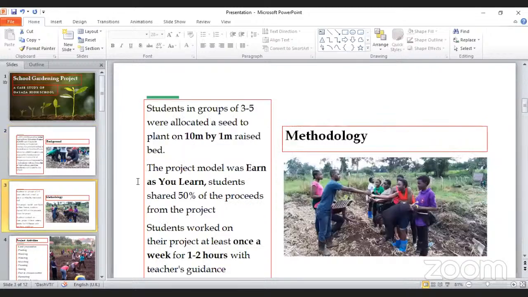I hope now we have moved on to the second slide on your side. So what was the methodology? We had students divided in groups. It is key that these students belong to different groups, and then they can organize themselves. We get leaders for the groups and also leaders for the entire team.